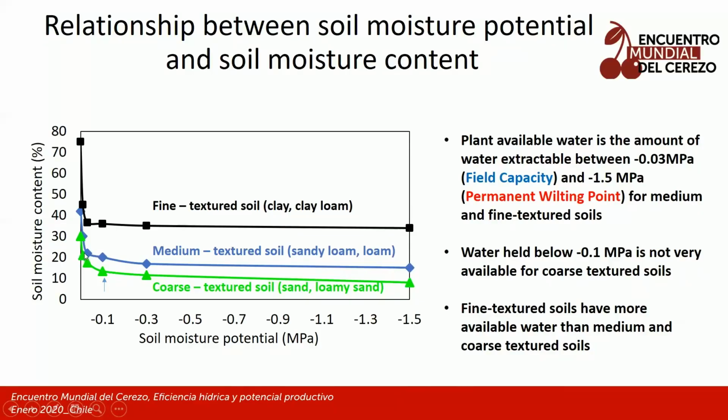For coarse textured soils, there is much less water content as the water potential becomes more and more dry. So we usually consider that the available water is between minus 0.01 megapascals and minus 0.1 megapascals. And this is because the movement of water through the soil is hampered by the very low water content in these coarse textured soils.